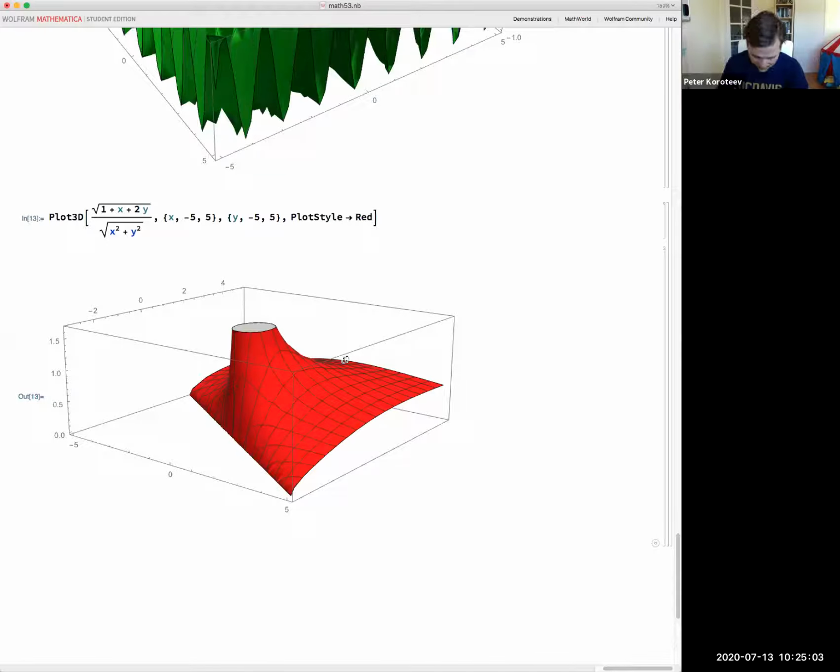So the domain of this function will be, right? It's the set of x and y inside R2, for which 1 plus x plus 2y is greater than or equal to 0. And what is the range of this function in that case?